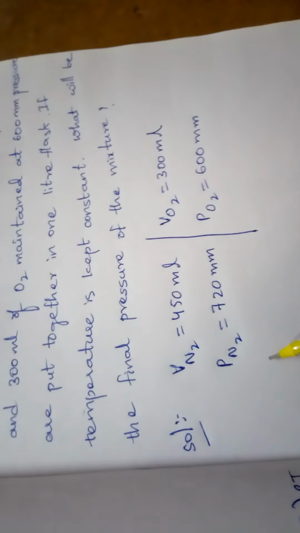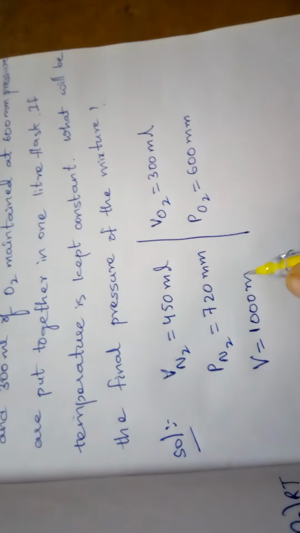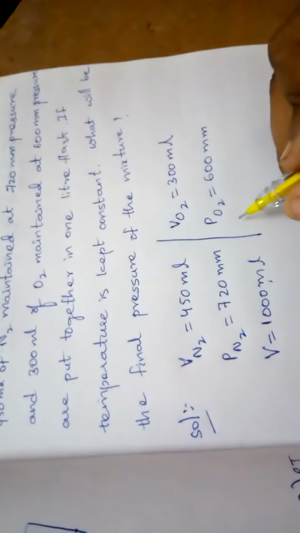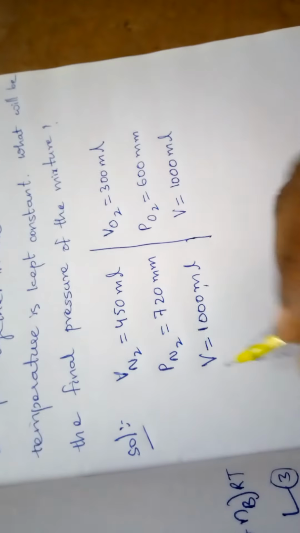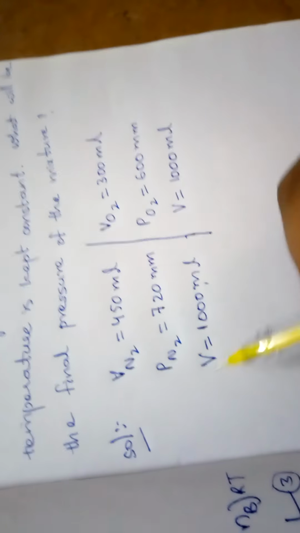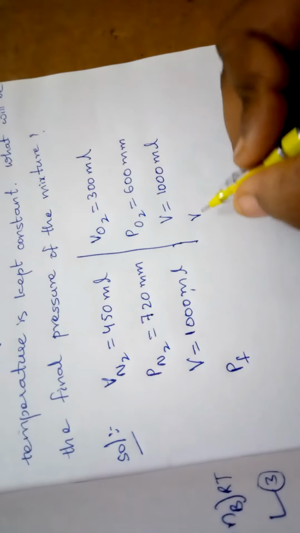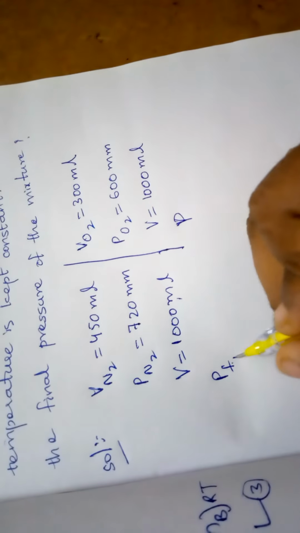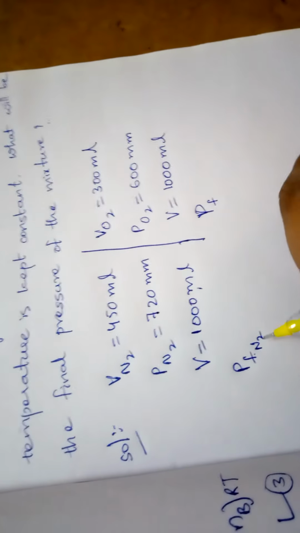They are kept in a 1 liter flask. So what is the final volume? Capital V equals 1 liter. Shall we write it as 1000 ml because it was given in ml. When they are kept in the container, this is the initial pressure, and you need to find out the final pressure. Here also, we need to find the final partial pressure of nitrogen, and the partial pressure of oxygen.